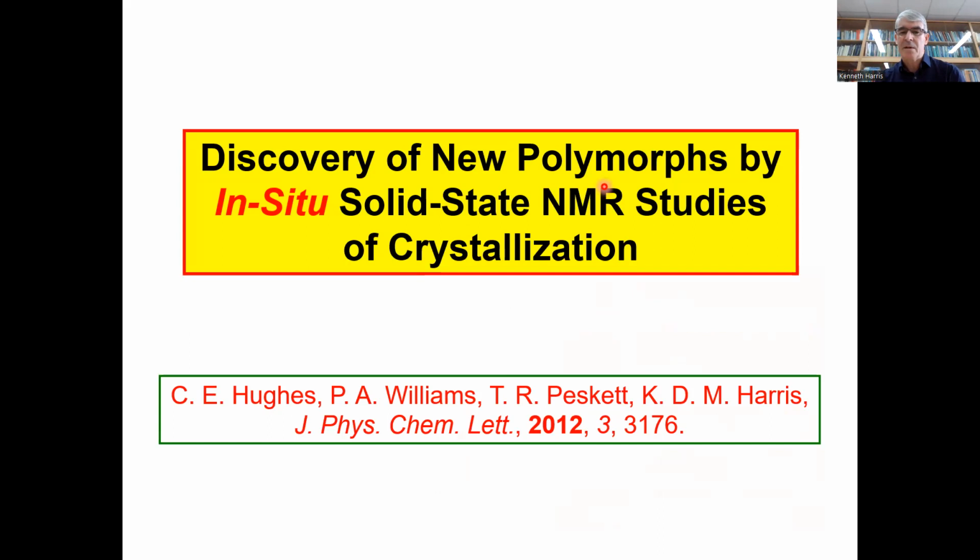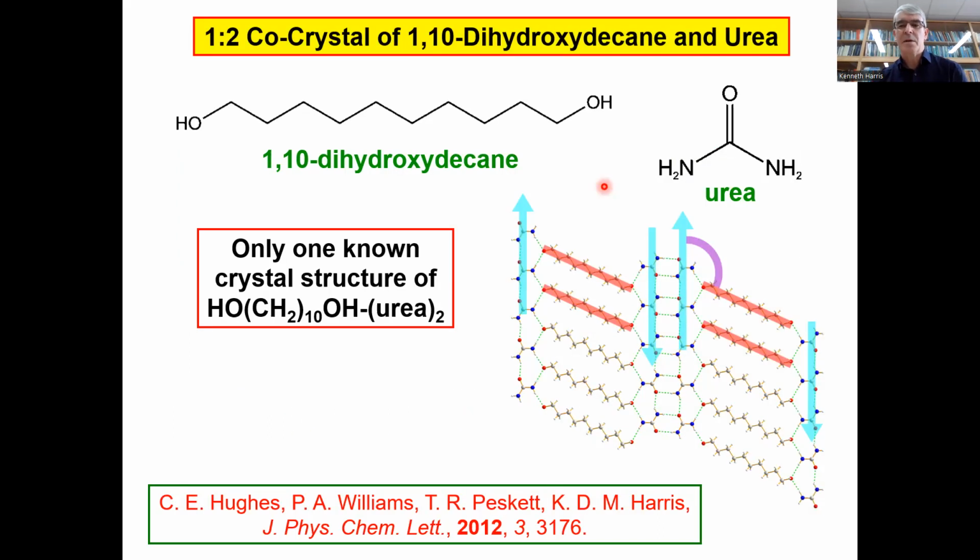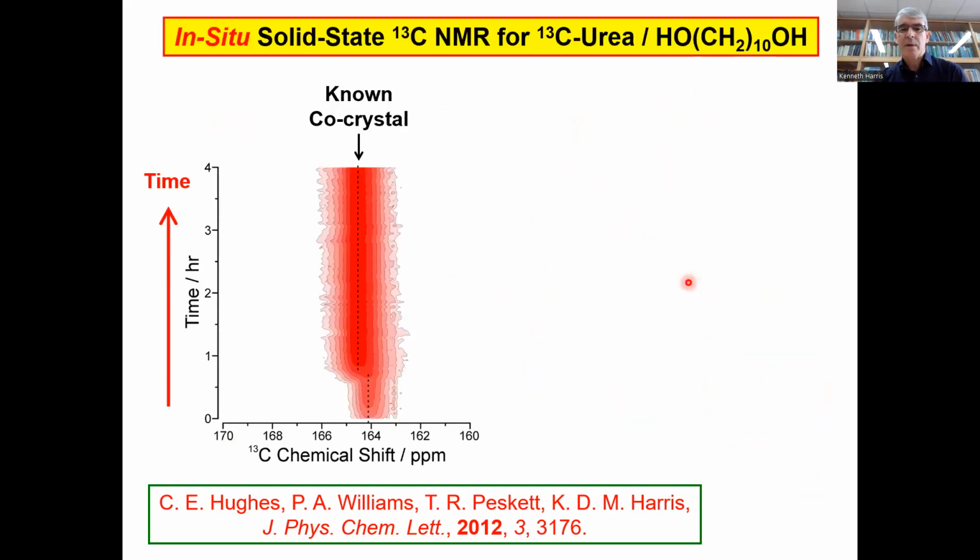So in the case of glycine and calcium carbonate, all these polymorphs were already known prior to our experiments, but we also find cases where we discover new unknown polymorphs transiently during crystallization. And one very quick example here is the co-crystals formed between urea and dihydroxydecane in this case. So for this particular system, there is one known co-crystal, the structure of which is shown there, hydrogen bonded arrays, as one would expect. But when we carry out the in-situ NMR study of this system, and this is done for carbon-13 labeled urea, so we're focusing here on the carbon NMR signal for the urea environment.